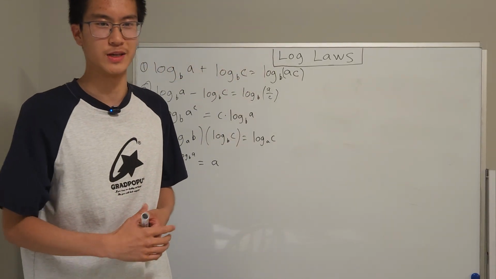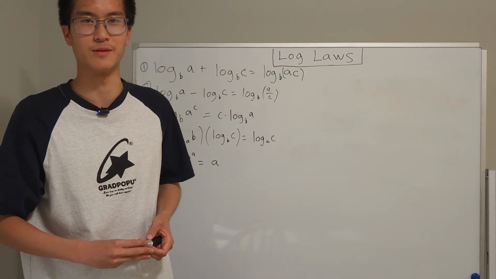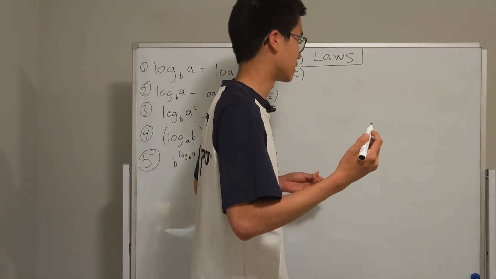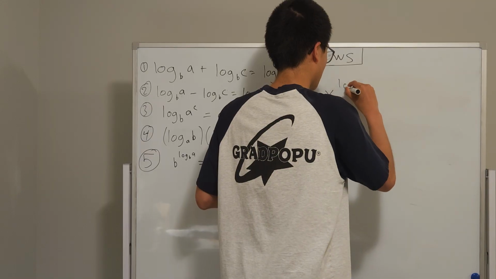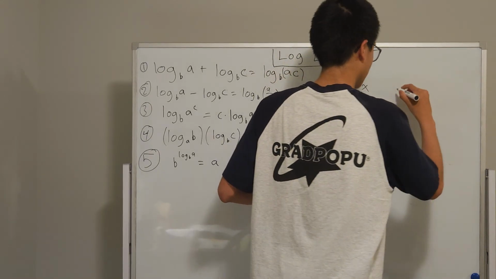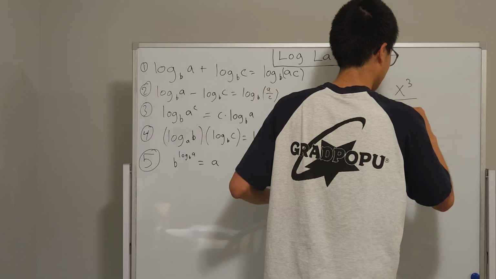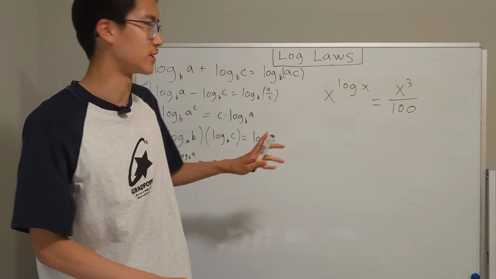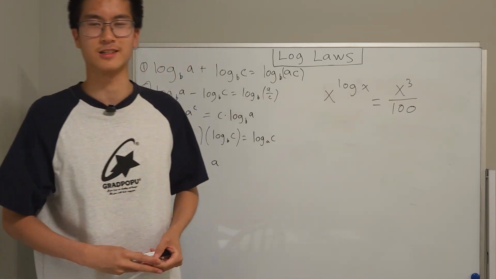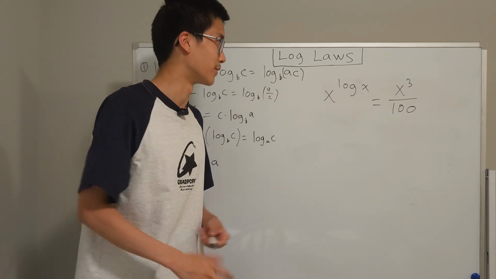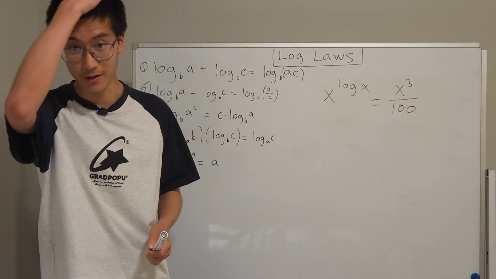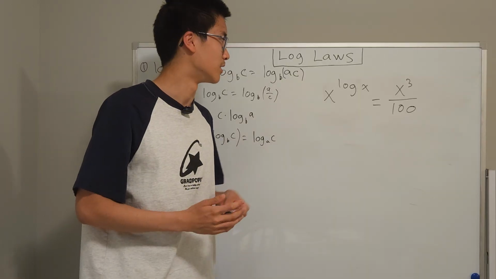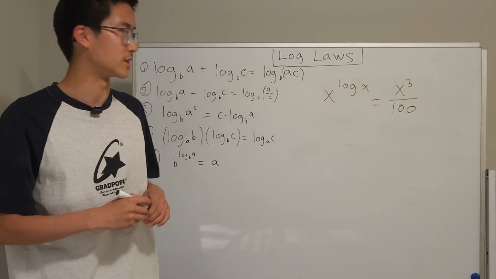Okay, now I guess we can look at a few problems that put these logarithm laws to use. Let's say we have a problem: x to the log x equals x cubed over 100. What's difficult about this problem is that the logarithm is an exponent, and we can't really do much about that logarithm in the exponent. However, as we have discussed before, one way to solve this problem is to take the logarithm of both sides. And this is what we can do here.